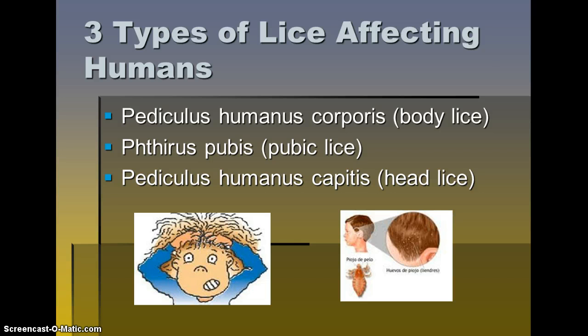So there are 3 types of lice that can affect the body. This would be Pediculus humanus corporis, which is body lice, Pthirus pubis, which would be pubic lice, and Pediculus humanus capitis, which is head lice. So capitis, think head, corporis, think body. You can see how the words are the same, just where they're located can change the name.